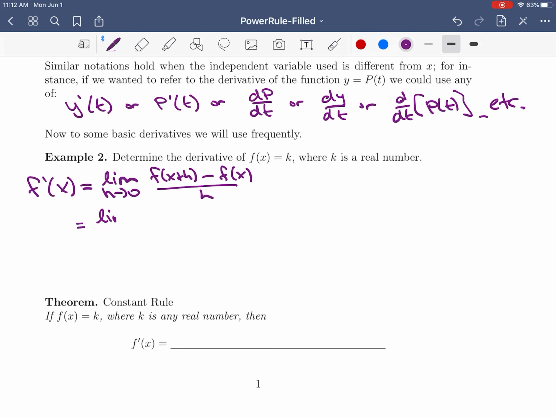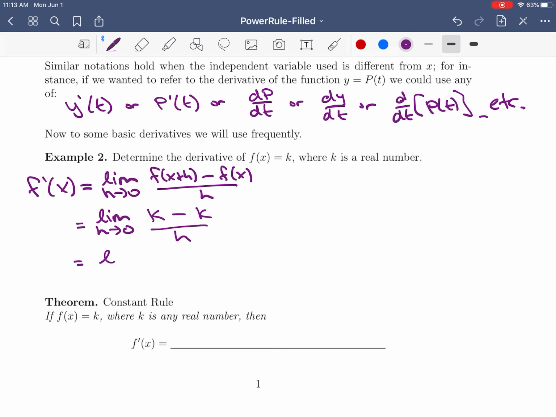Okay, so now for my function here, that's just k, when I take f of x plus h, normally everywhere I see x, I put in x plus h. But our function has no x's, so this is just k. So f of x plus h is k, and so is f of x.